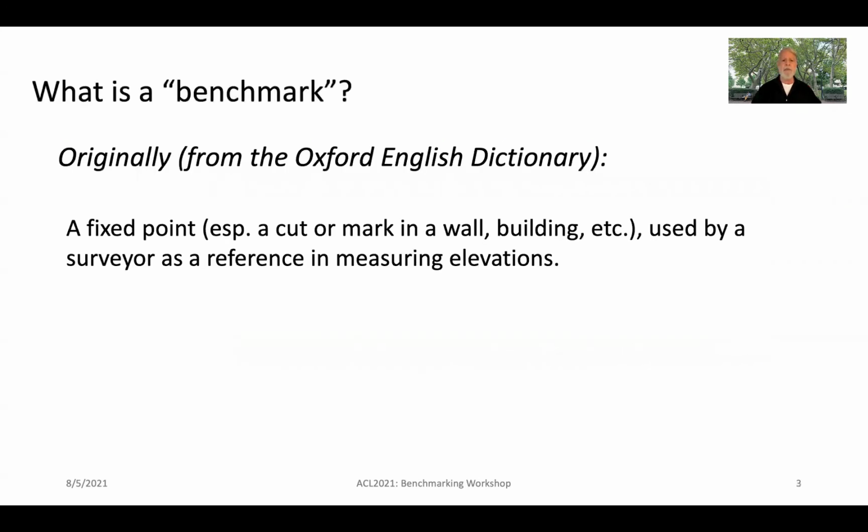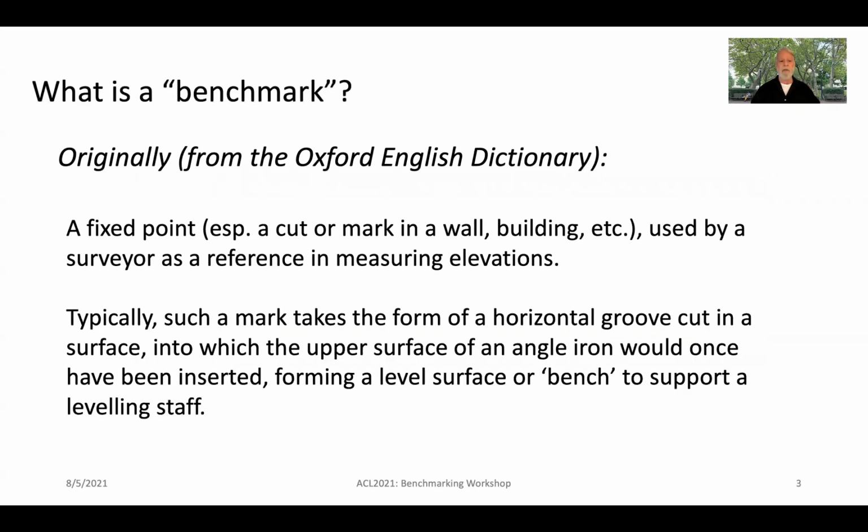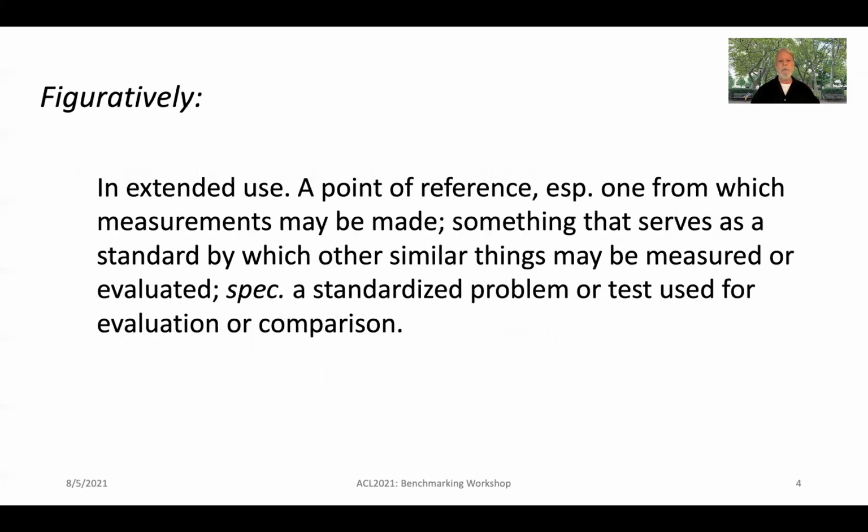So what is a benchmark? Well, according to the Oxford English Dictionary, a benchmark is originally a fixed point, especially a cut or mark in a wall or building, used by a surveyor as a reference in measuring elevations. Typically, such a mark takes the form of a horizontal groove cut in a surface into which the upper surface of an angle iron would once have been inserted, forming a level surface or bench to support a leveling staff.